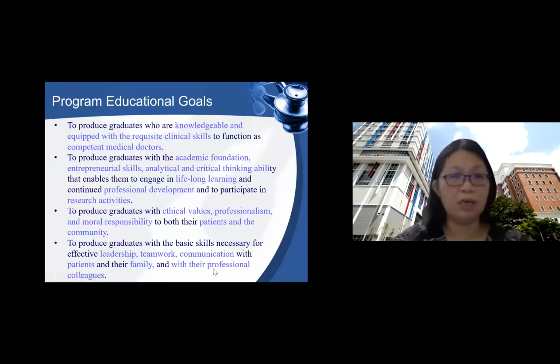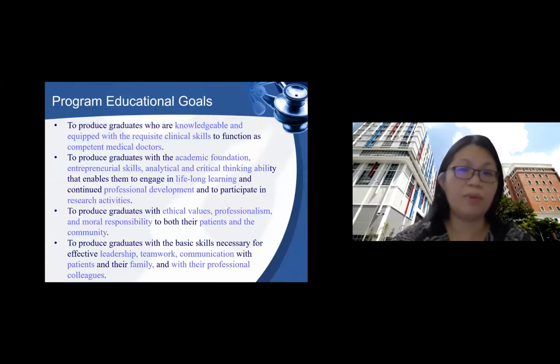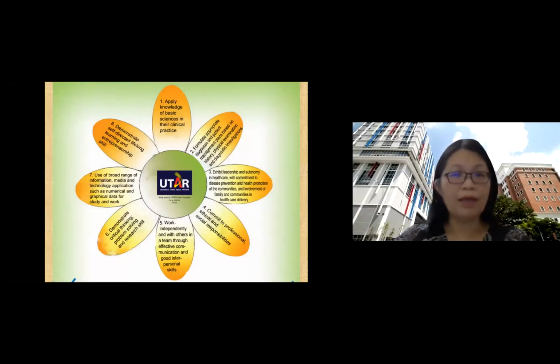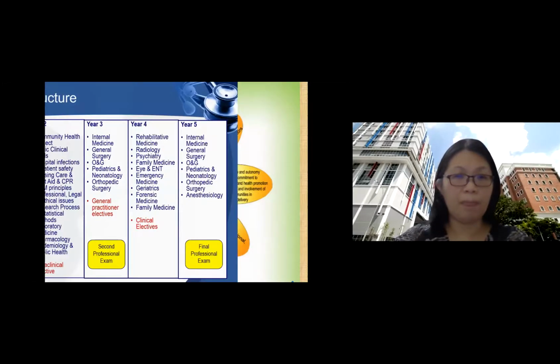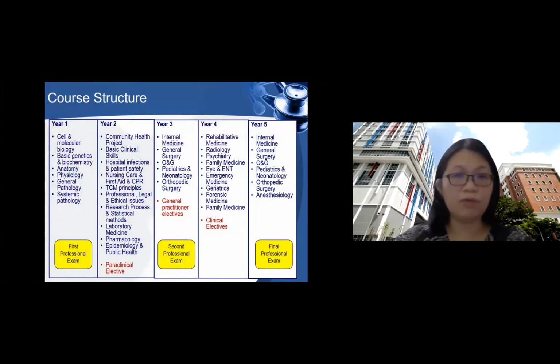So these are the program educational goals of the MBBS program in UTAR. And these are the learning outcomes. Altogether, we have 8 learning outcomes for our program. Okay, so this is the overview of the course structure of the 5-year MBBS program in UTAR. Year 1 and year 2 are considered as the preclinical stage. Year 3 and 4 are considered as the clinical stage.